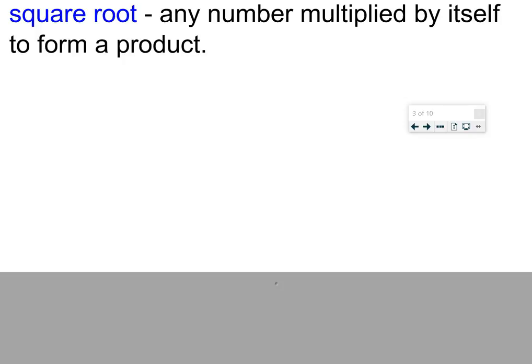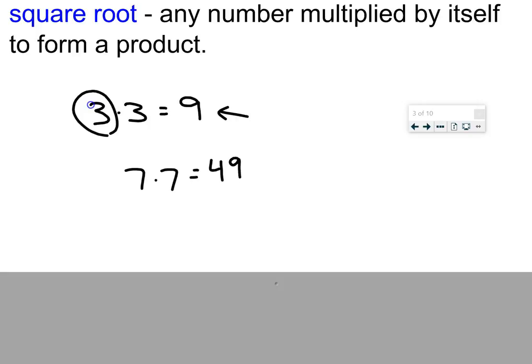For example, the number 3. If you take that number and multiply it by itself, you get a product of 9. So 3 is a square root of the number 9. Another example would be, say, 7. That number multiplied by itself gives you a product of 49. So 7 is a square root of 49. It is a number that is multiplied by itself that forms a product.